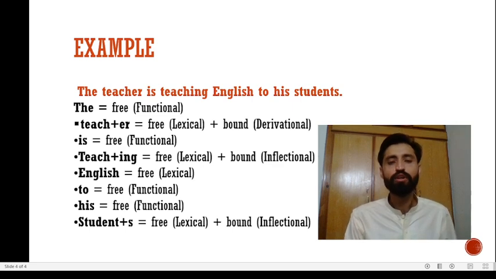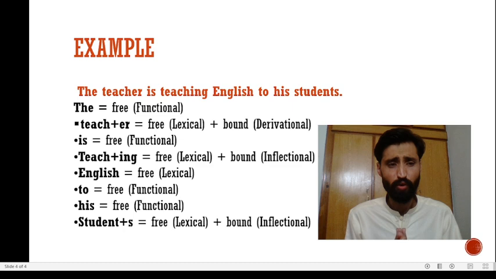So I hope you have got the idea of how morphological description is done and why it is really important. So that's all from my side.